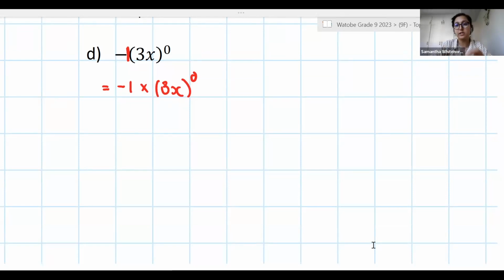And remember, if there's no exponent written there, there is actually an exponent of 1. We just don't have to write it down.